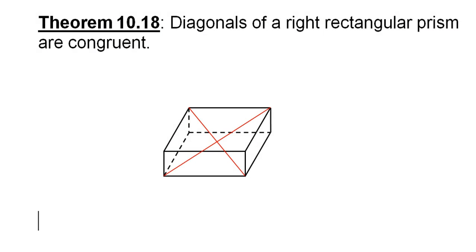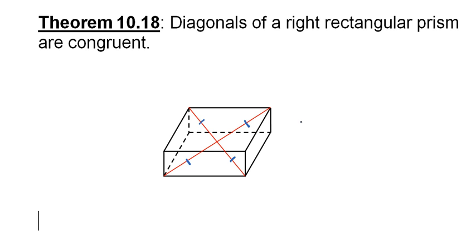Okay, this last theorem says that if I have a right rectangular prism, the diagonals are congruent. That means this entire length here is congruent to this entire length here. Now the previous theorem said that they bisected each other, so what is actually true is this and this and this and this. They're all the same length. That's if it's a right rectangular prism. Now it doesn't have to be a cube, it just needs to be a right rectangular prism.